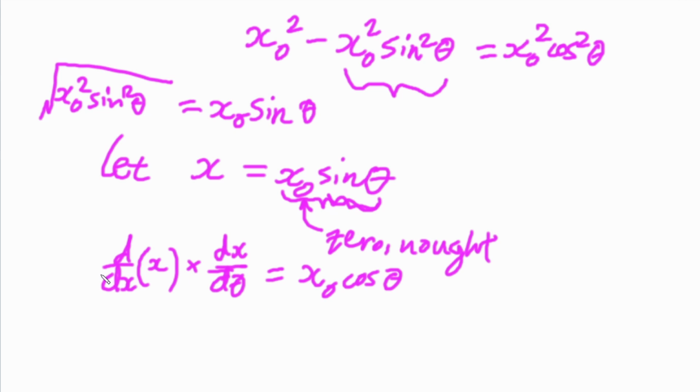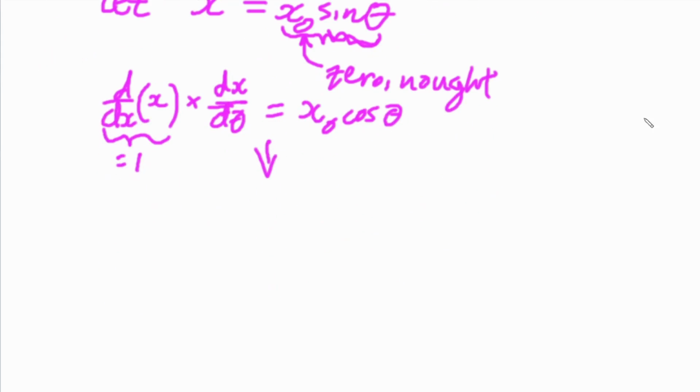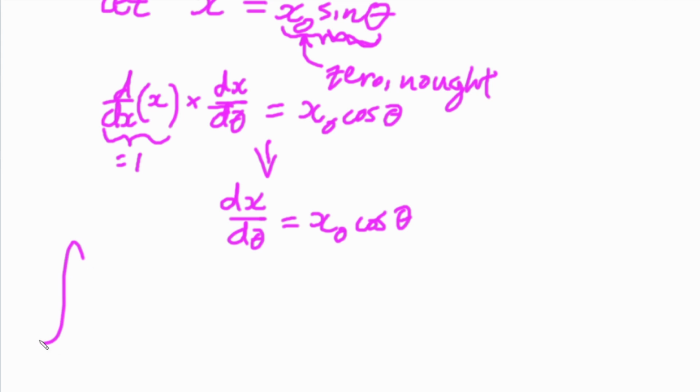And this dx is equal to 1, because that's what happens when you differentiate x with respect to x. So it's multiplied by dx by d theta, and this brings the full equation, what the full equation is telling us, to dx by d theta is equal to x naught cos theta. So if you look back to our original integral, so far we've replaced the x in the denominator term with x naught sine theta.